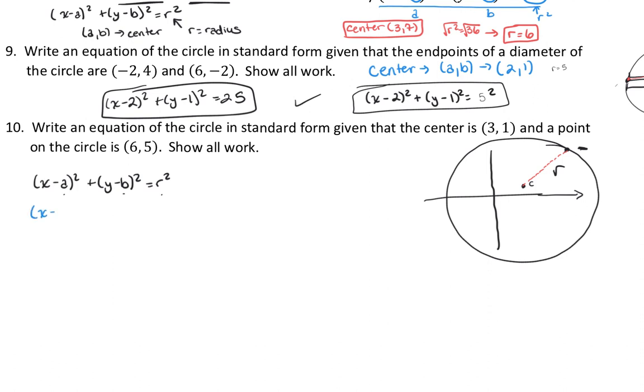So x minus 3 squared plus y minus our other center point, 1, squared equals r squared, right? And then we're given some point, x, y. You might not be able to see that the distance between those two points is the radius. So what you can do is plug in this x here and this y here. So something like 6 minus 3 squared plus 5 minus 1 squared equals r squared. And now r is the only thing you have to solve for.